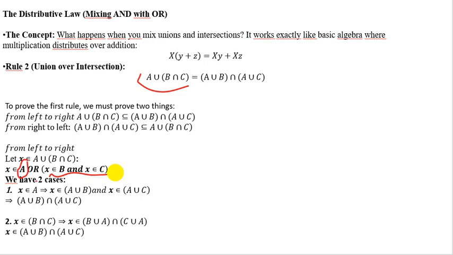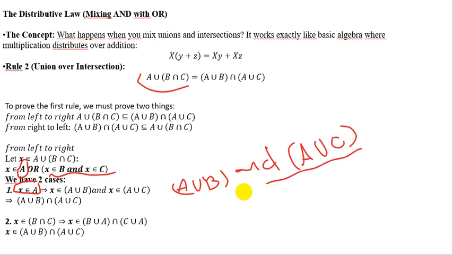Either X is in A. If X is in A, that means it is in A union any set. Here any set can be B. So if X is in A, it means it is in A union B. And also it is in A union, we said any set, let's take C here. So this and becomes the inter. So if X is in A, it means X is in A union B inter A union C.